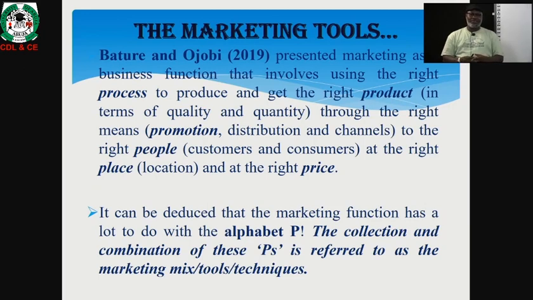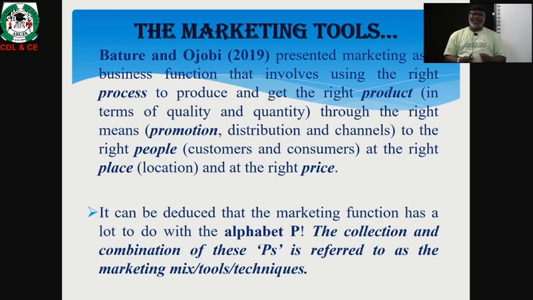Now, what are the tools needed for performing these marketing functions? Batura and Mark in 2019 presented marketing as a business function that involves using the right process to produce and get the right product in terms of quality and quantity through the right means, including promotion, distribution, and channels, to the right people, that is the customers and consumers, at the right price in terms of location and at the right price.